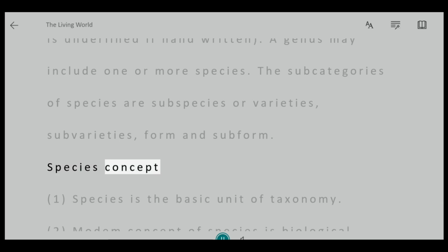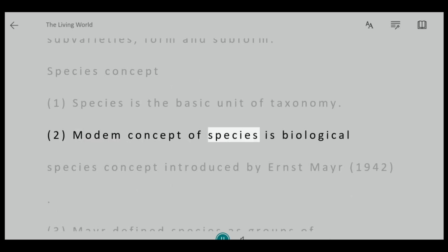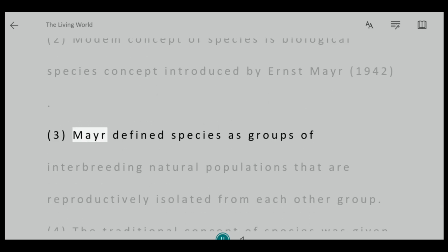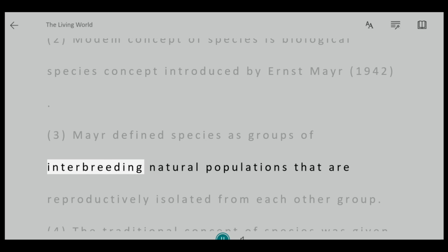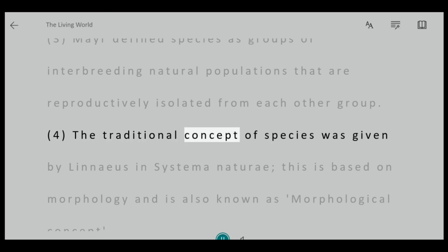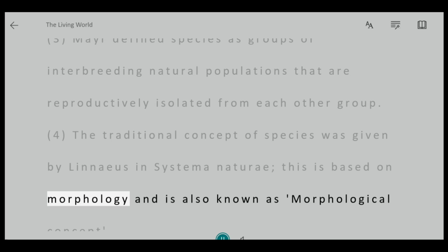Species concept. 1. Species is the basic unit of taxonomy. 2. The modern concept of species is the biological species concept introduced by Ernst Mayr, 1942. 3. Mayr defines species as groups of interbreeding natural populations that are reproductively isolated from each other group. 4. The traditional concept of species was given by Linnaeus in Systema Naturae. This is based on morphology and is also known as the morphological concept.